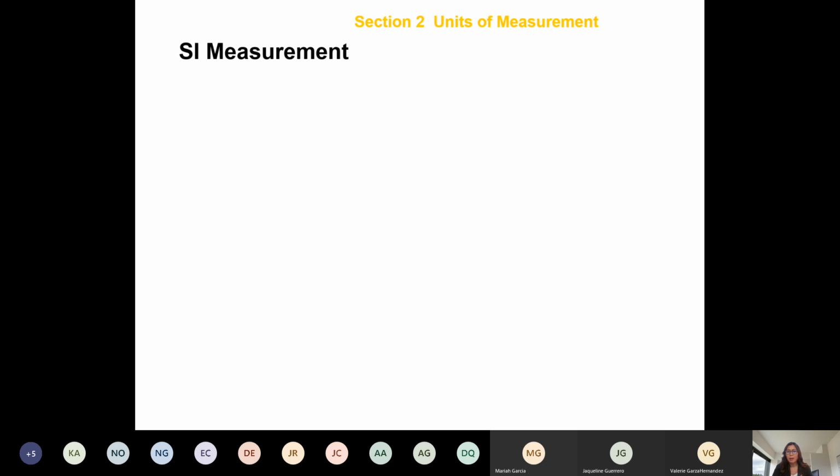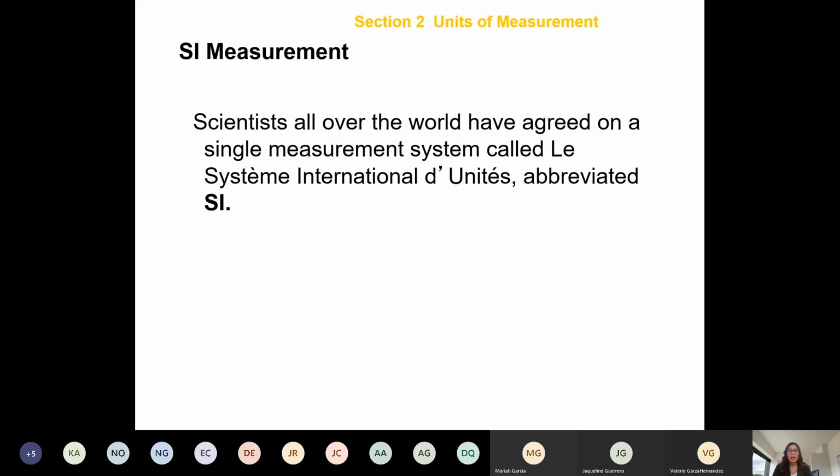So we have a system of measurements that we call the International System of Measurements. In fact, it was labeled in French and it's called Le Système International d'Unités, which just means the International System of Units, and it's abbreviated SI. And this was basically the scientific community all over the world agreeing that we needed to speak the same language in terms of when we were measuring. Why do you think that scientists want to have the same measurements when they're doing their investigations?